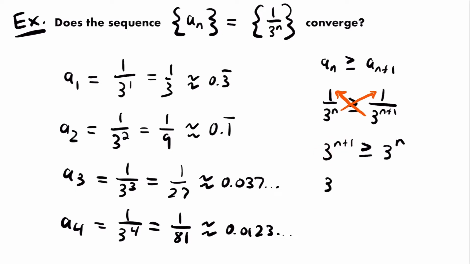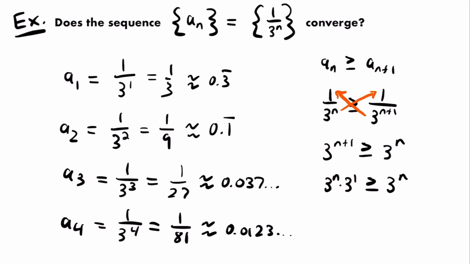We could have 3 to the power of n times 3 to the power of 1, and that will be greater than or equal to 3 to the power of n, right? The reason we can do that is if you have the same base and they have exponents, when you multiply them together, you add the exponents, and so 3 to the power of n times 3 to the first power will be equal to 3 to the power of n plus 1. We added those exponents. And so we can reverse that process and go from 3 to the power of n plus 1 to 3 to the power of n times 3 to the first power.